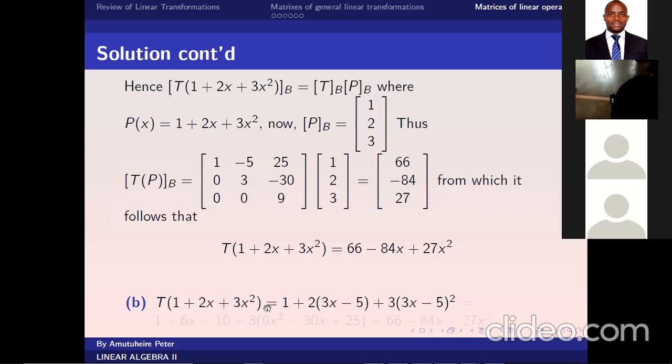How do we compute this directly? We just substitute where there is x, we put 3x plus 1, and when we simplify this, it takes us to this. So you see, this is the same polynomial, meaning that our answer is right. Okay, any question on example 2?